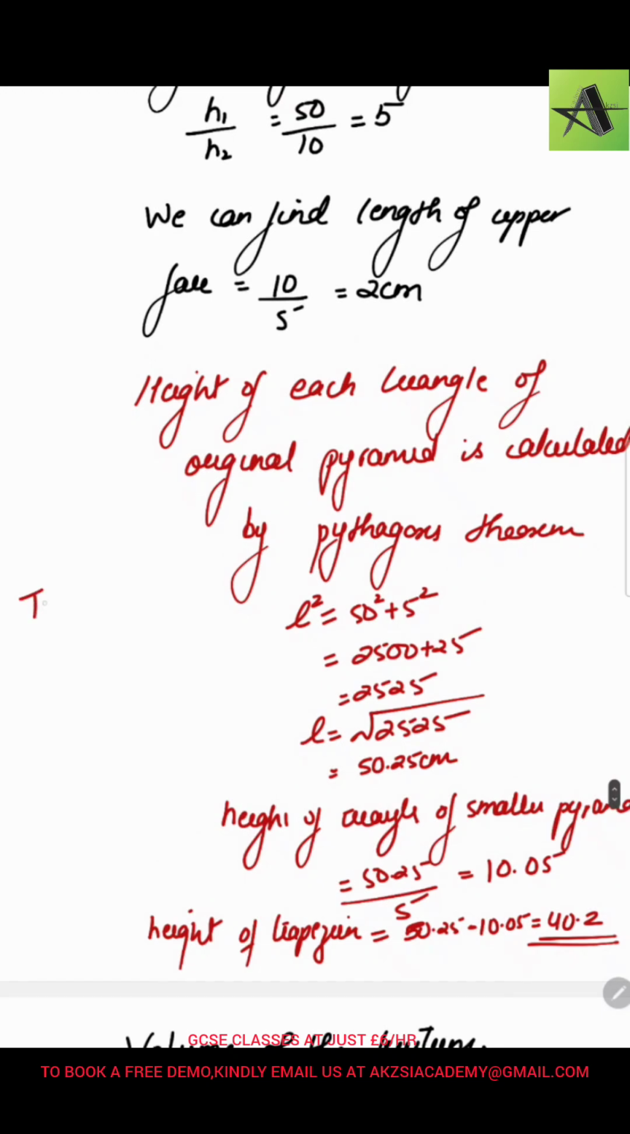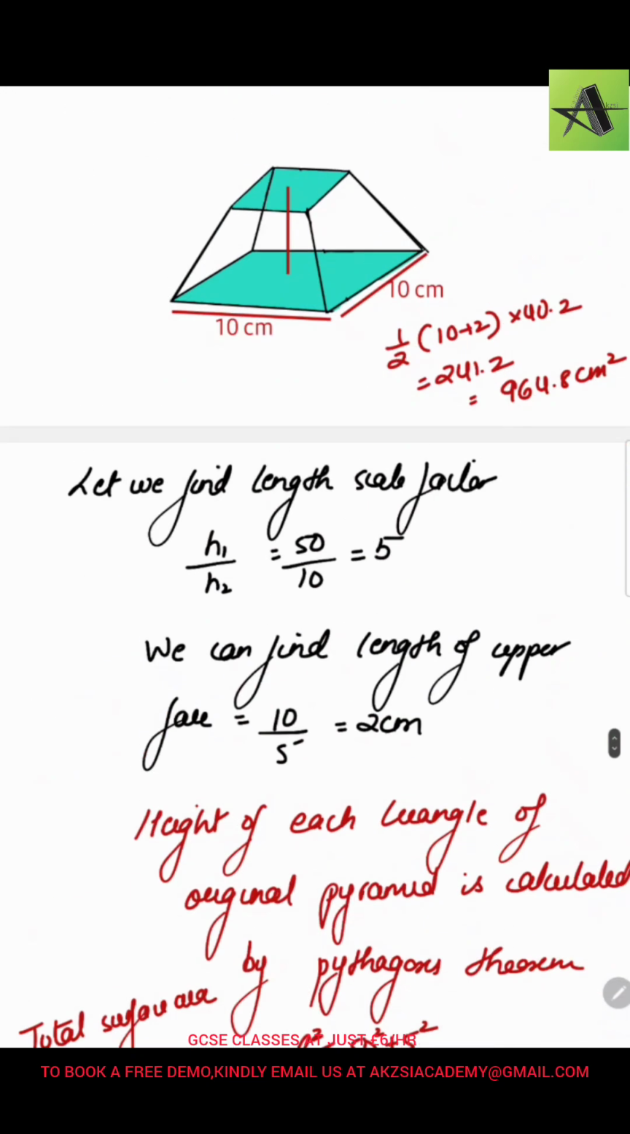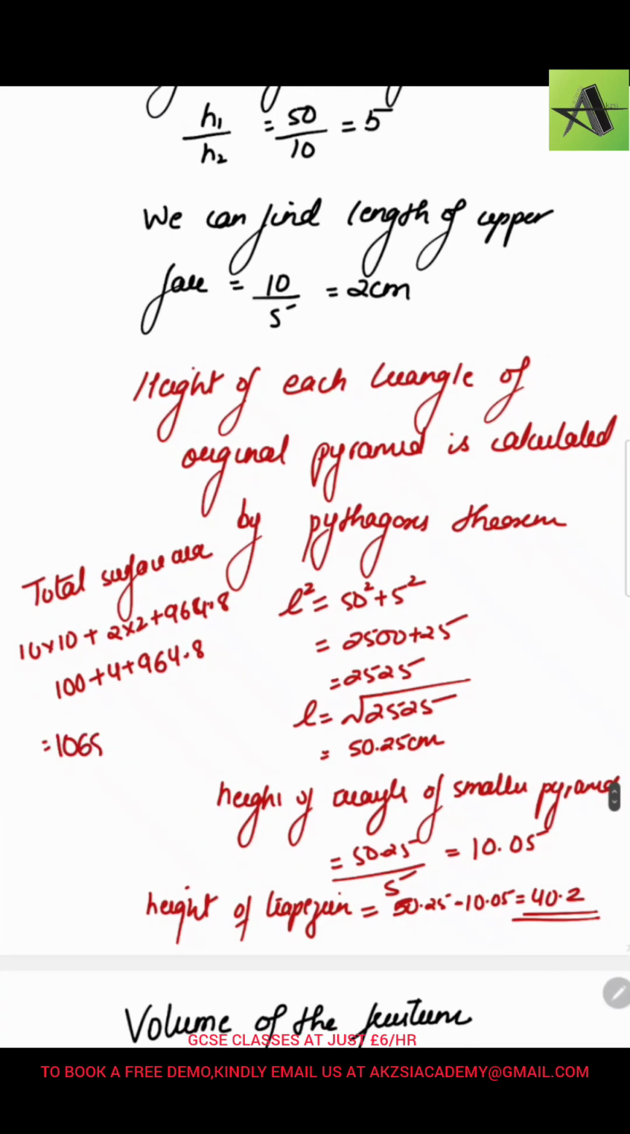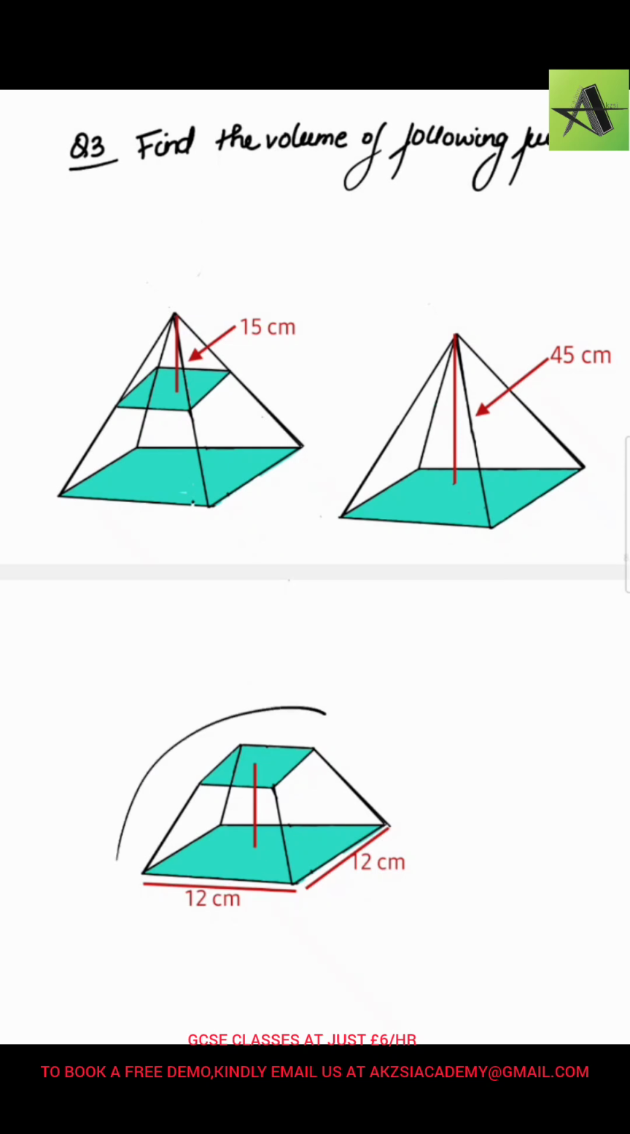So total surface area, sum of all the surfaces: bottom is 10 times 10, upper one is 2 times 2, plus 964.8. So it's 100 plus 4 plus 964.8. And thus you'll get the final answer as 1068.8 centimeter squared.